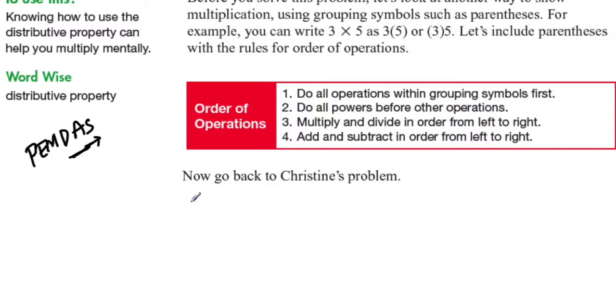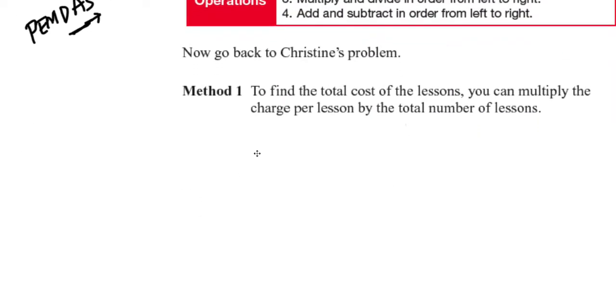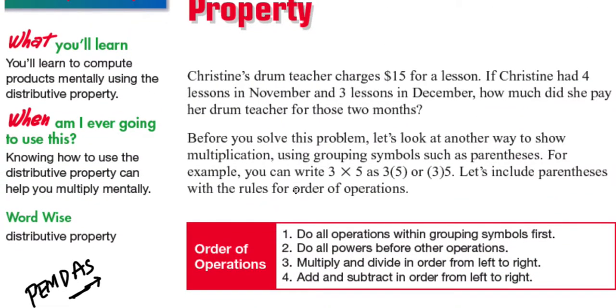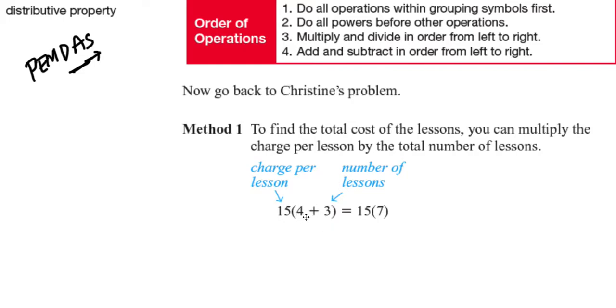Now let's go back to Christine's problem. Let's solve Christine's problem using method 1. To find the total cost of the lessons, you can multiply the charge per lesson by the total number of lessons. So you have 15 times (4 plus 3), 15 being the charge per lesson and 4 plus 3 the number of lessons, because Christine had 4 lessons in November and 3 lessons in December. Using the order of operations, we add 4 plus 3 together and end up with 7. So now you have a multiplication operation, 15 times 7. We add inside the parentheses first, and we end up with the product of 105.